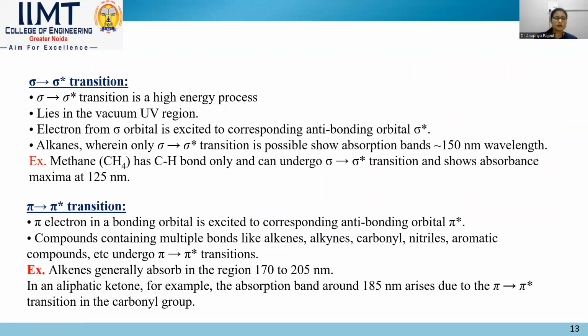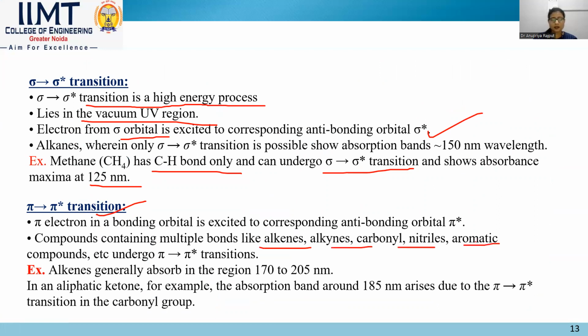First, sigma to sigma star transition. This type of transition generally occurs in saturated compounds because they have sigma bonds. This transition is a high energy process, and lies in the vacuum UV region. An electron from a sigma orbital is excited to the corresponding anti-bonding sigma star orbital. For example, methane has 4 sigma bonds and can undergo sigma to sigma star transition, and so the absorbance maximum is at 125 nanometer.